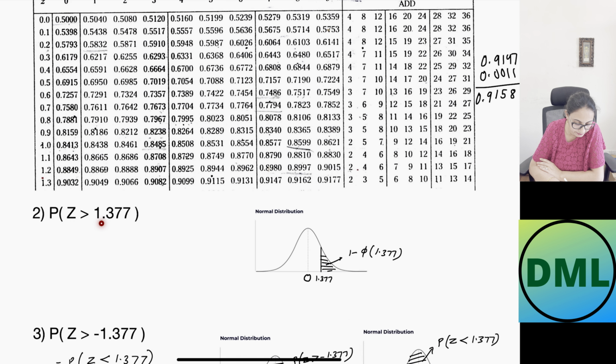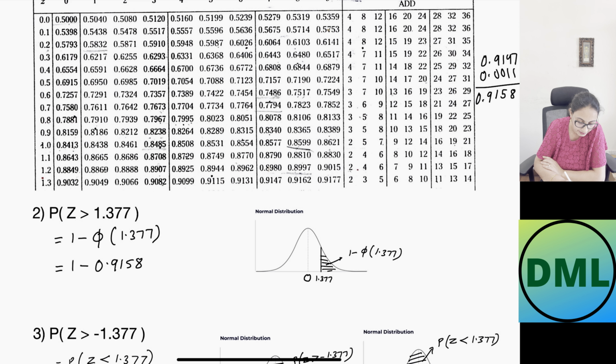Let's see the second question here. Probability of z greater than 1.377. The value is the same. Now I am talking about the greater than part. This is the value here, and I am talking about this part. The greater than part will be written as 1 minus phi of a. Let's write down here: 1 minus phi of 1.377. The value is the same as what we figured out earlier. 1 minus 0.9158. If you subtract it, your answer will be equal to 0.0842. This will be your answer.